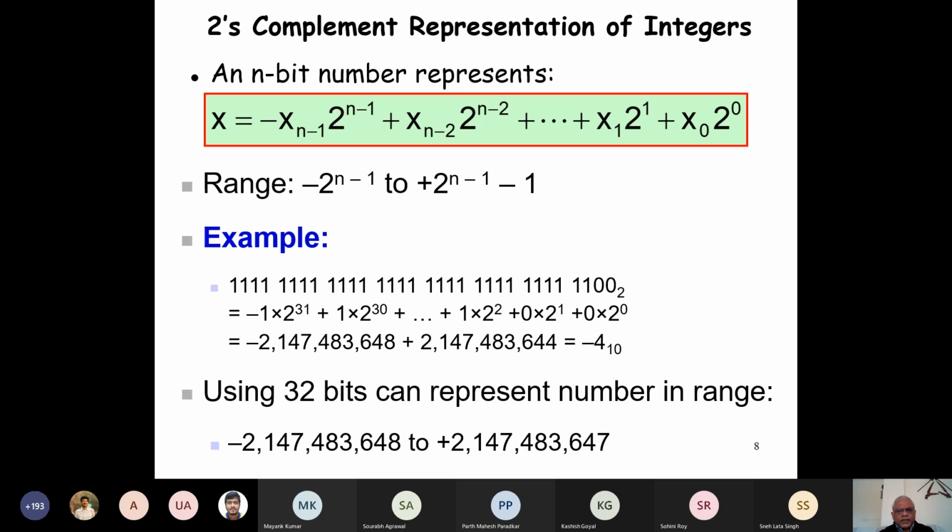Now, if we want to evaluate this number string and we write the values here for each bit, minus 1 times 2 to the power 31, and so on, down to 0 into 2 to the power 0, you find it is minus 4 decimal. But then it's a very complicated evaluation. We don't normally evaluate like this.